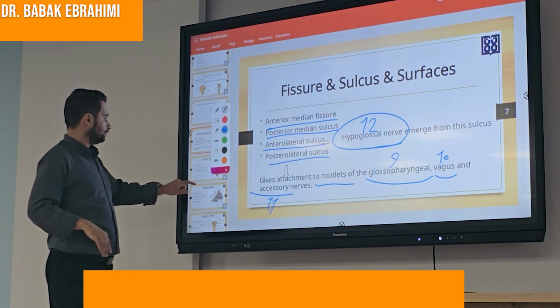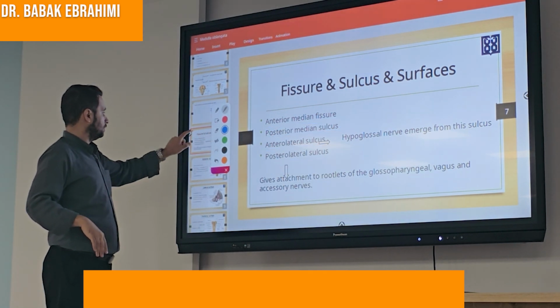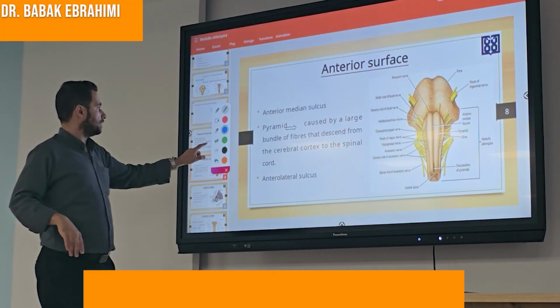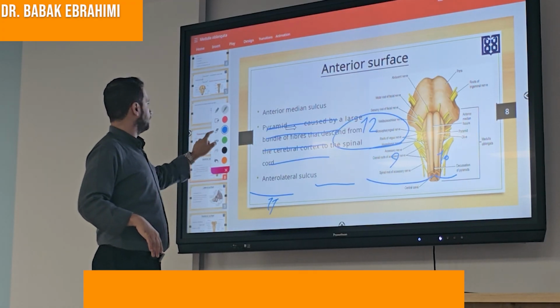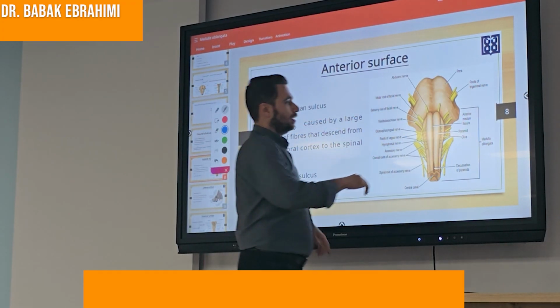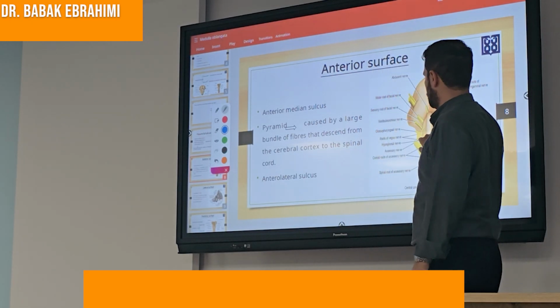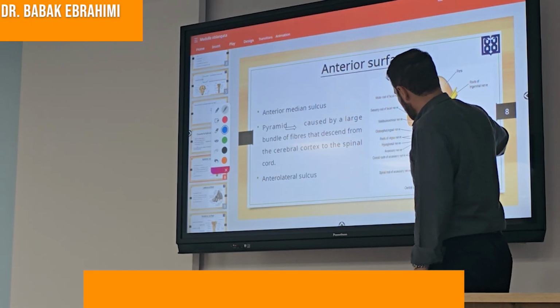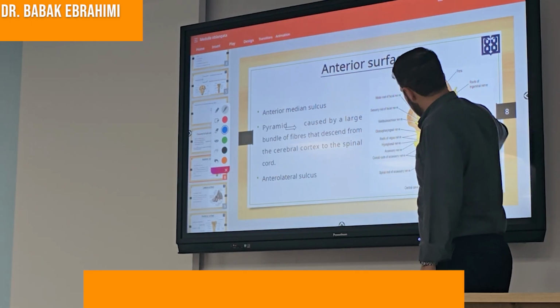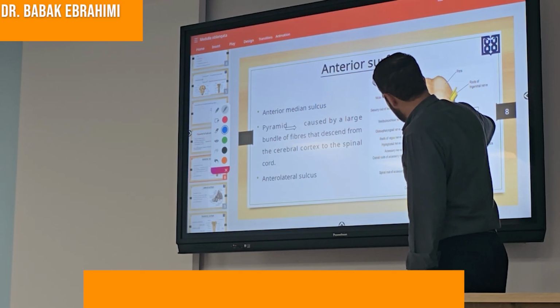Look at here. This part. This is the anterior median sulcus. This one is the anterolateral sulcus. Which nerve passes?